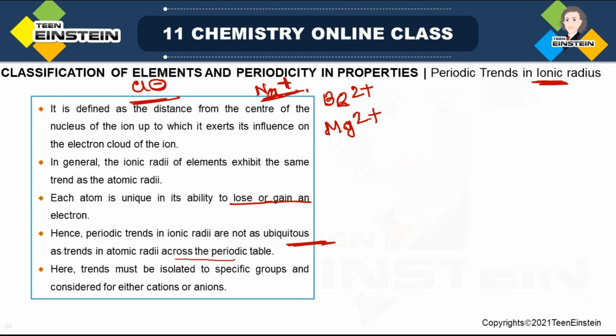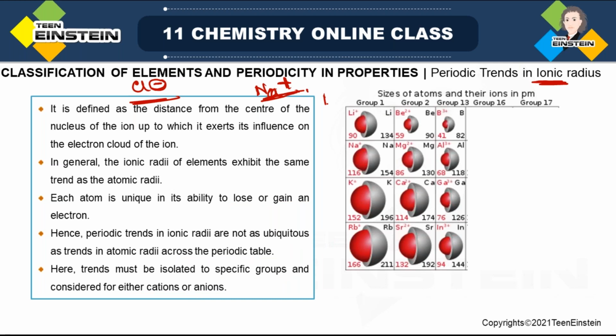The trend in atomic radii across the periodic table, if you compare with that, is not so ubiquitous. And trends must be isolated to a specific group. If you consider a specific group, then the trend is fine, especially this s block. And it is considered for either cations or anions, that is, you can compare cations with cations, but suppose you are comparing beryllium 2 plus with Cl minus, it is absurd, it is not possible. Fine. So remember, it is not so popular as you see in the case of variation of atomic size.